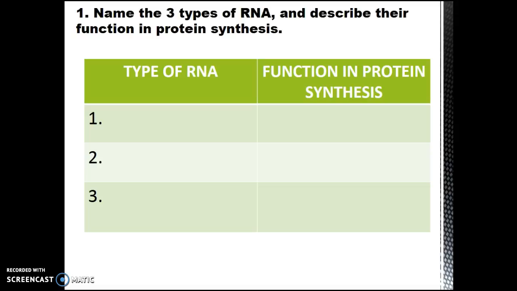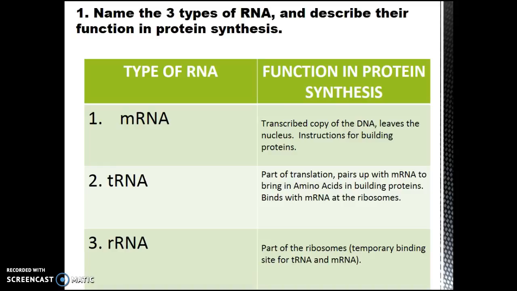Your question number 1 says, name the 3 types of RNA and describe their function in protein synthesis. The 3 types of RNA are mRNA or messenger RNA, tRNA or transfer RNA, and then rRNA or ribosomal RNA. Here are the functions. mRNA is transcribed from the DNA. It's going to leave the nucleus, and this is the instructions for building proteins.